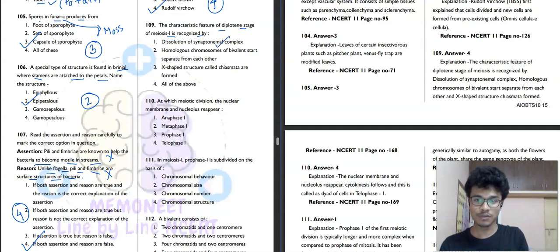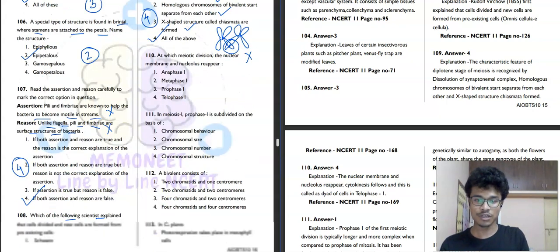Next, homologous chromosomes of the bivalent separating from each other. This is also correct. And then it is saying that X-shaped structures called chiasmata are formed. This is also correct. What is chiasmata? We know that. We want to make a diagram. This X-shaped structure is forming an X-shaped structure. This is called chiasmata. So all these options are correct. So the fourth option will be our correct answer for this question about the diplotene stage of meiosis I.